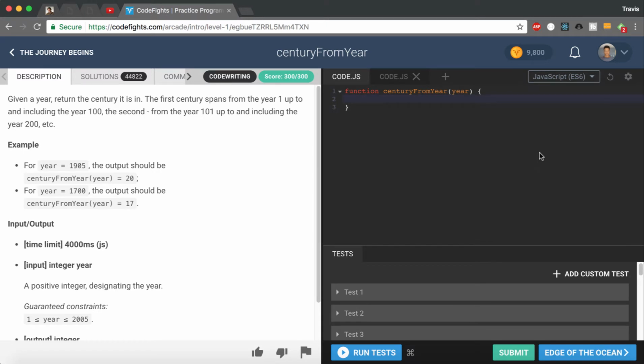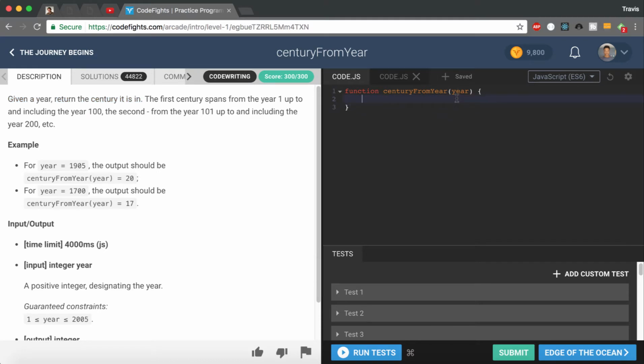Okay, so we're back at CodeFights again, the arcade section, level 2, and we're looking at the algorithm century-from-year. So let's read the description. Given a year, return the century it is in, right over here. This is pretty much everything that we need to know.